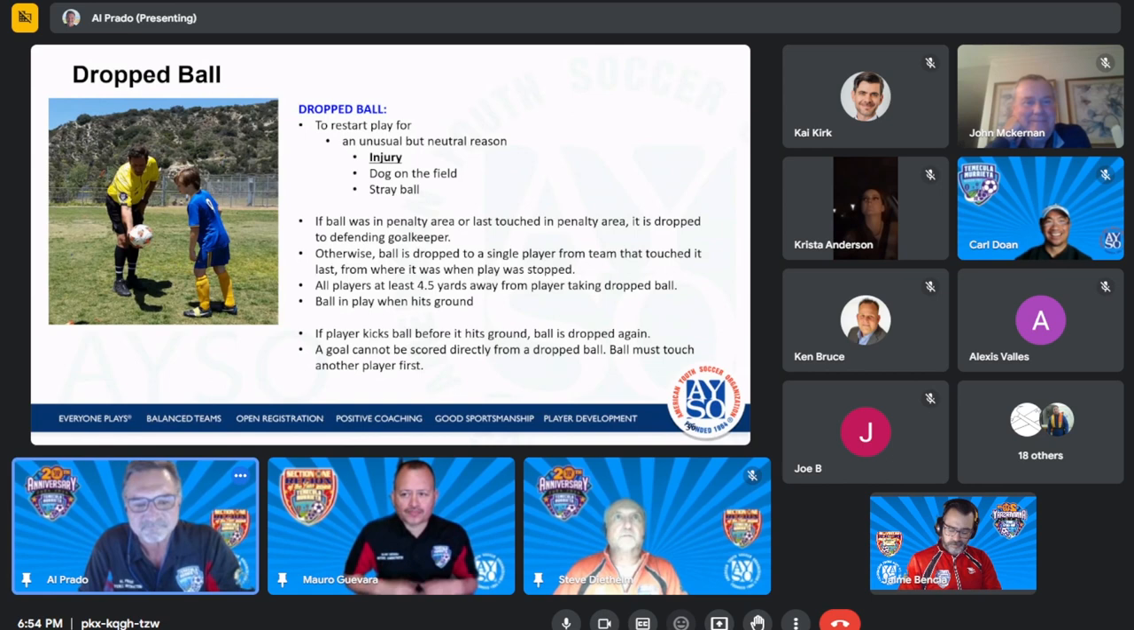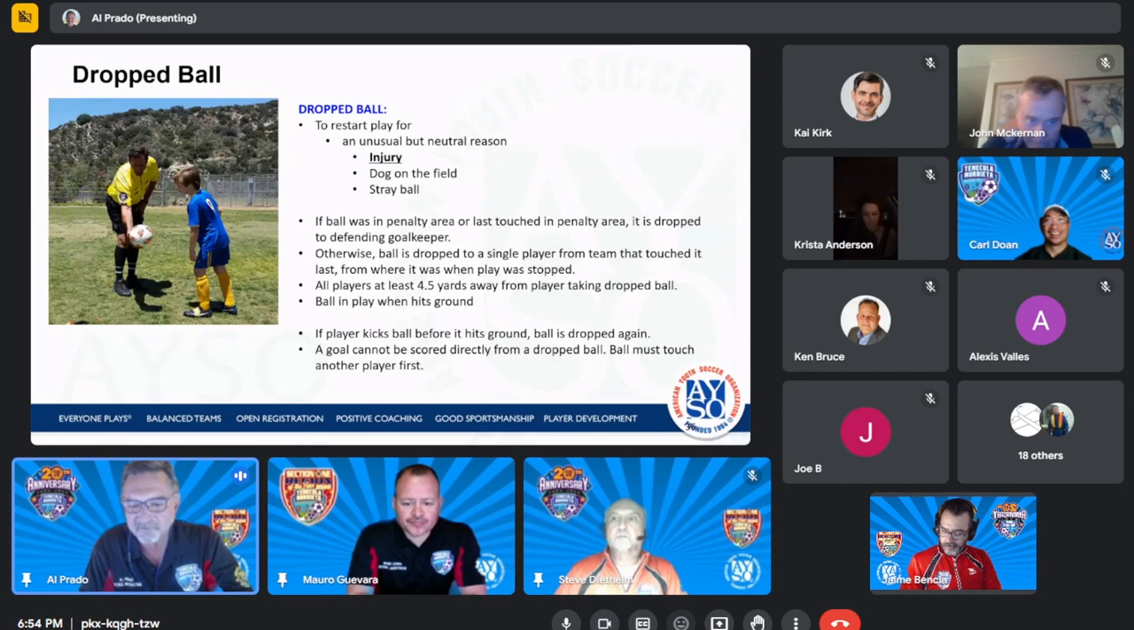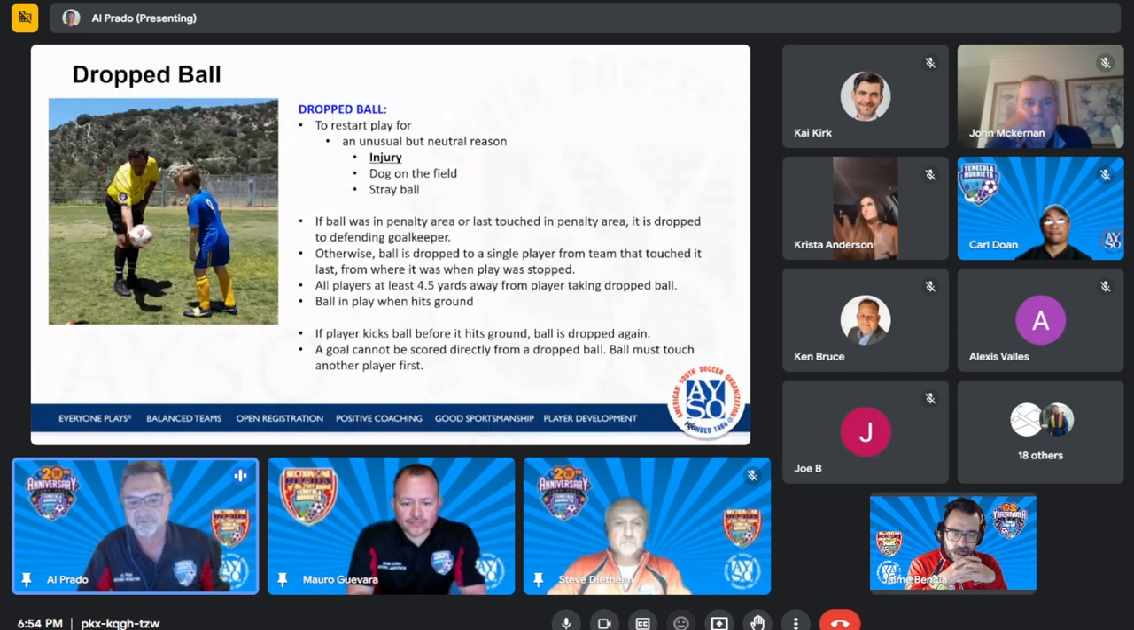Okay. If the player kicks the ball before it hits the ground, it wasn't put in play properly. Ball is never in play. You do the drop ball again. And a goal cannot be scored directly from a drop ball. It must touch another player first. So on a drop ball, the player can actually dribble the ball. They can punt, they can kick the ball, dribble, whatever they want to do, but they can't score directly from that. It's got to touch somebody else first.